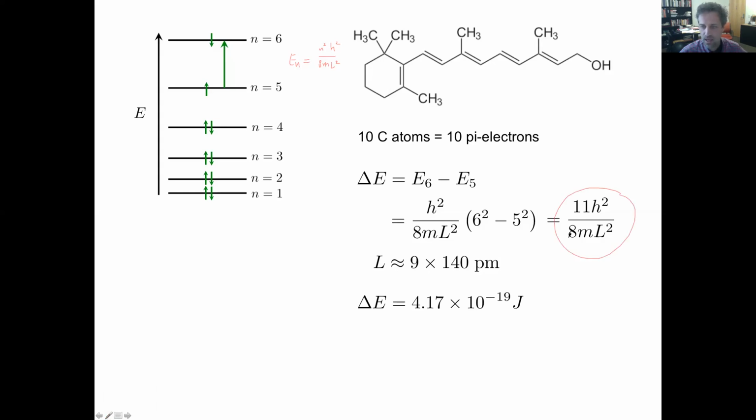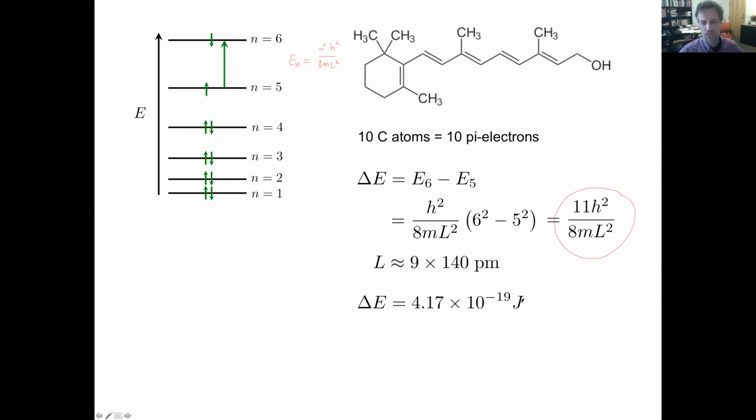I know what L is. I know what 8 is. M is the electron mass. H squared is something I know. Pi, of course, something I know as well. And then what I get for the transition energy is 4.17 times 10 to the minus 19 joules. That is the transition energy according to this model.